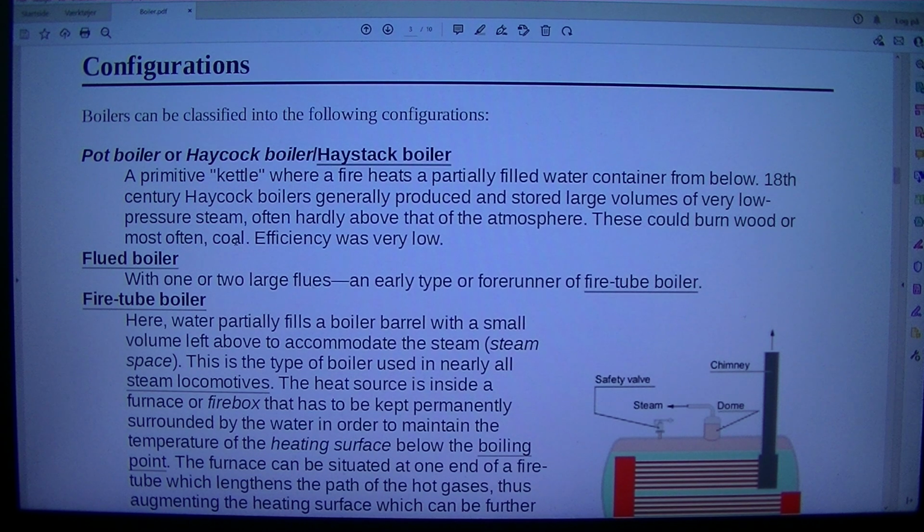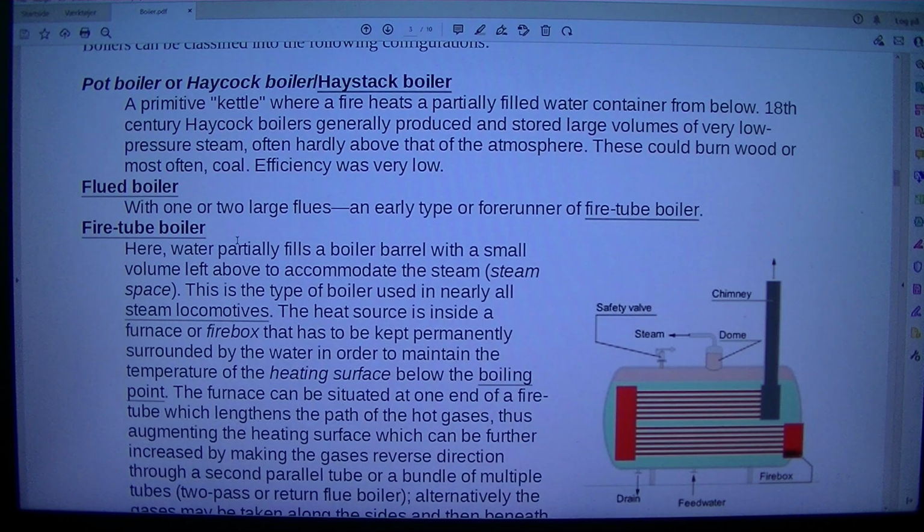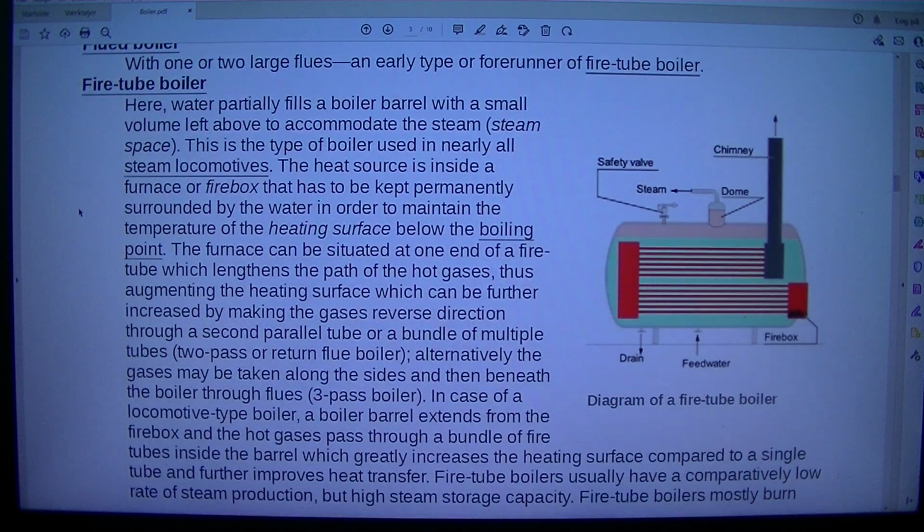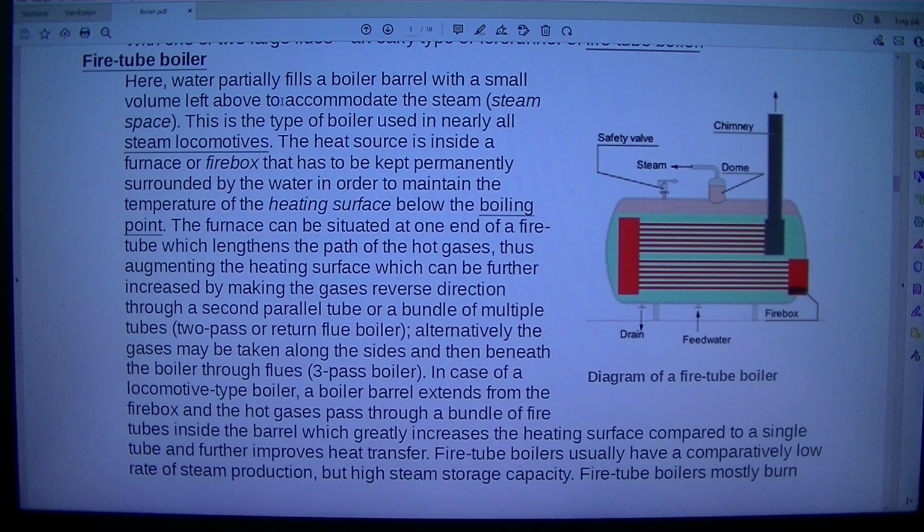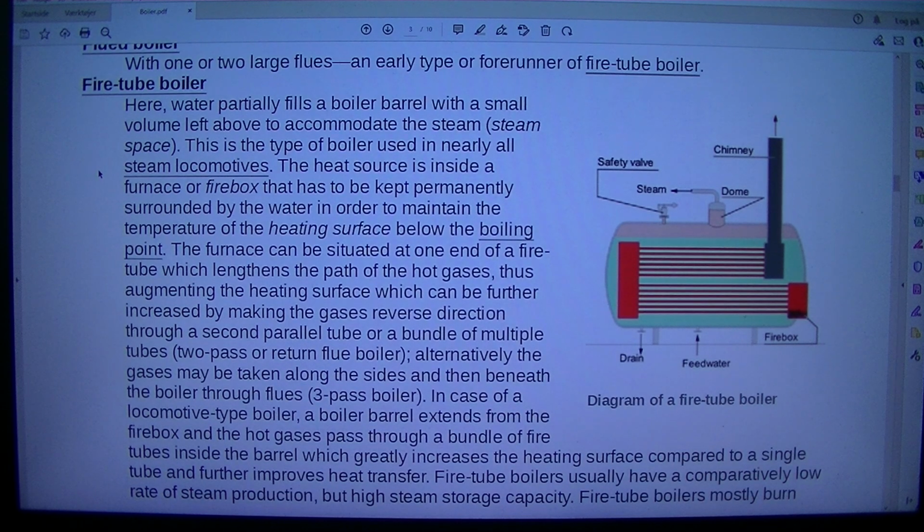Efficiency was very low. Flued boiler with one or two large flues, an early type or forerunner of fire tube boiler. Diagram of a fire tube boiler. Fire tube boiler here. Water partially fills a boiler barrel with a small volume left above to accommodate the steam space. This is the type of boiler used in nearly all steam locomotives.